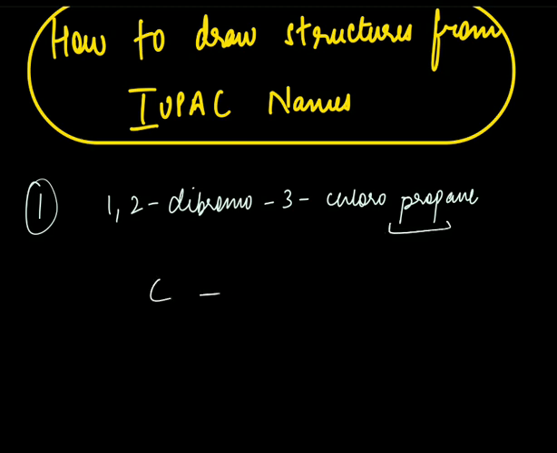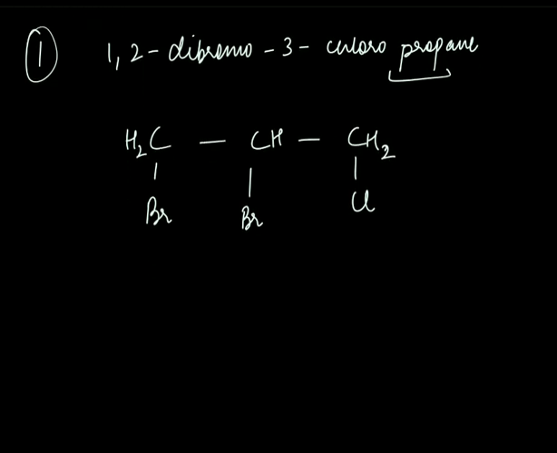So we have prop, so draw 3 carbons. All a single bond. No need to introduce any double bond. It's all single. Now we have 1 and 2. At the first carbon, bromine is attached, and at the second carbon, bromine is attached, and at the third, you have chlorine. So the rest, you just have to put hydrogens, and that's it. Done with the structure. Let's take another one.